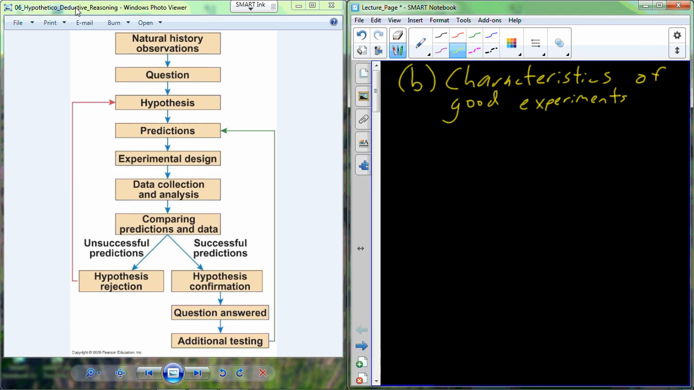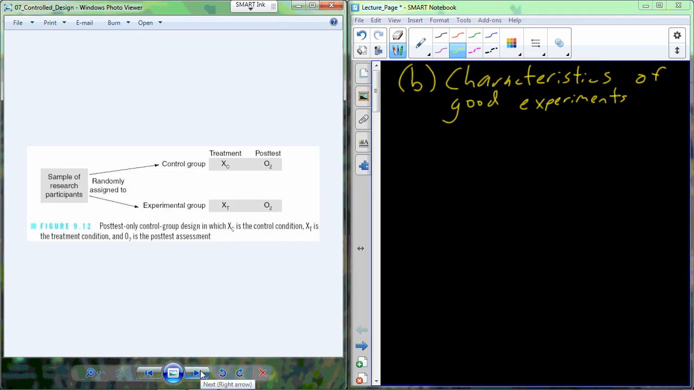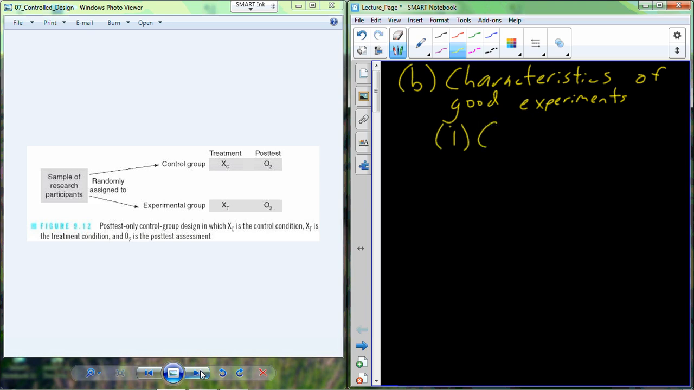So you were right in the middle of talking about experimental design, which is a really important subject for the science student, the biologist. And I wanted to discuss the characteristics of a good experiment. So this is basically going to be our model, a generalized model for an experiment, and we'll highlight the characteristics out of there that are going to be important.